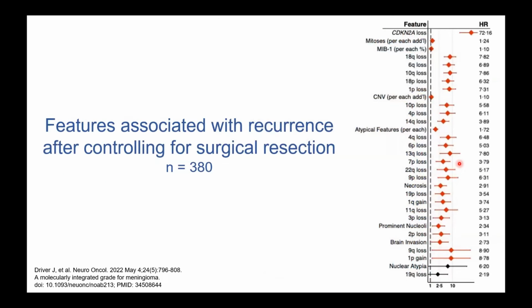So these are the molecular features that we think are associated with increased recurrence, most notably CDKN2A deletion, but also loss of chromosome 1p and several others. You can look at those in this manuscript from last year, but it's helpful to have a wide range of different features.